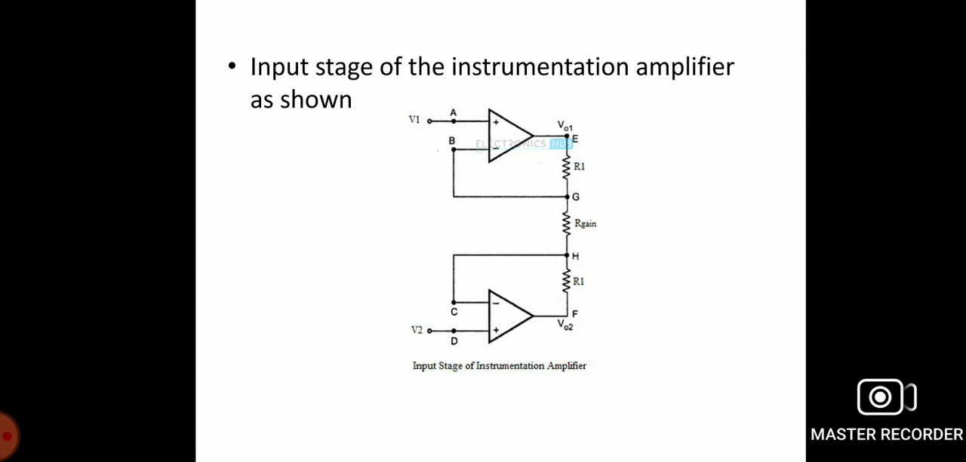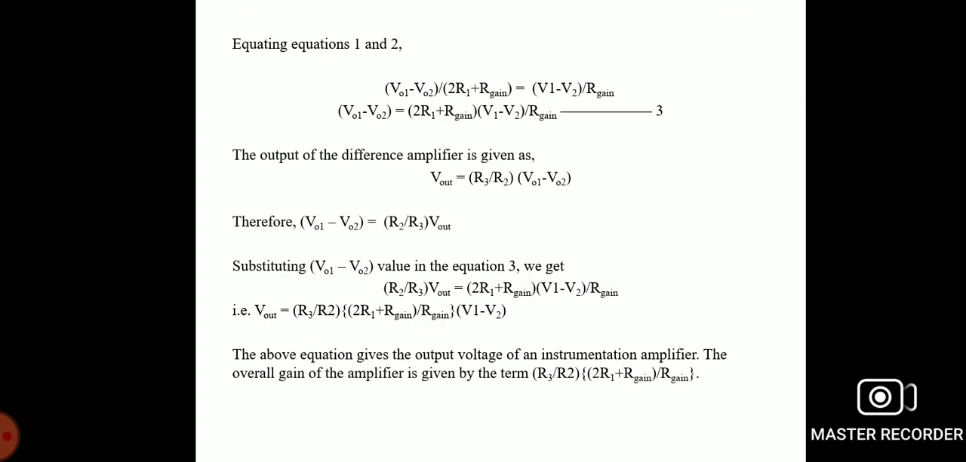Now equating the equations, we can see the equations. Here (V01 minus V02) divided by (R1 plus R gain plus R1) equals (V1 minus V2) divided by R gain. This equation can be simplified.